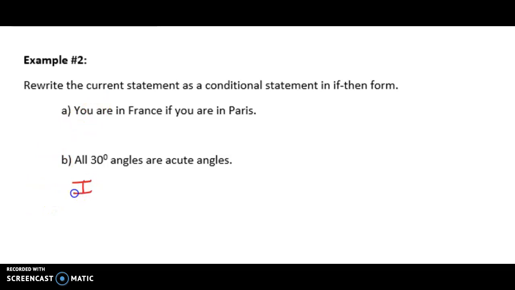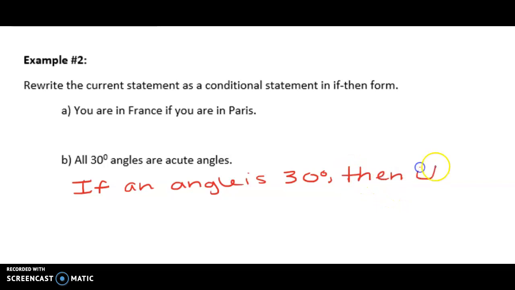So I can write, if an angle is 30 degrees, then it is an acute angle. Okay, so notice the main ideas are the same, but the wording's a little bit different.